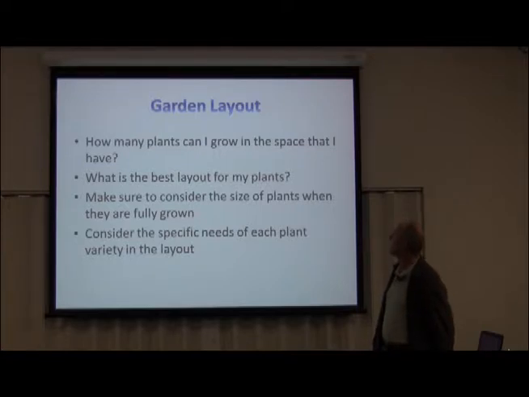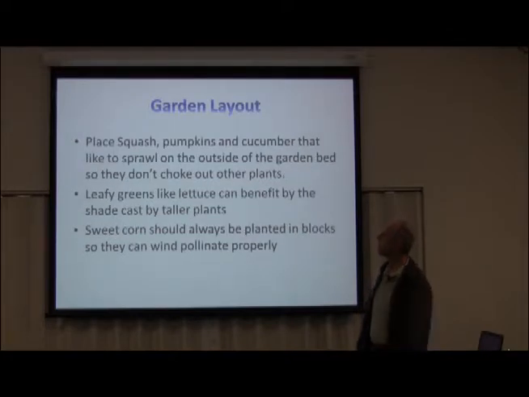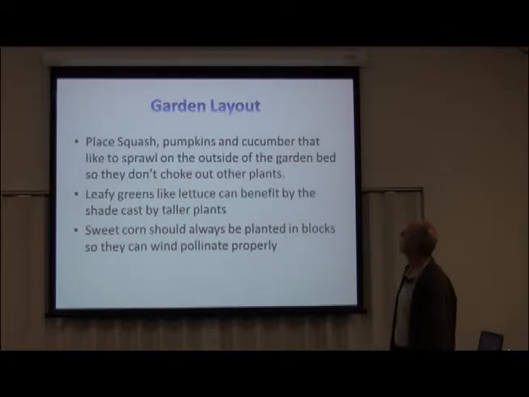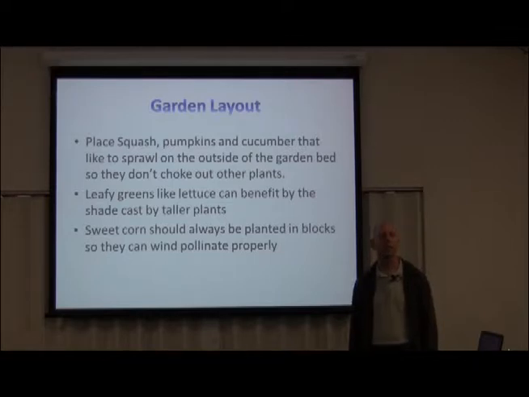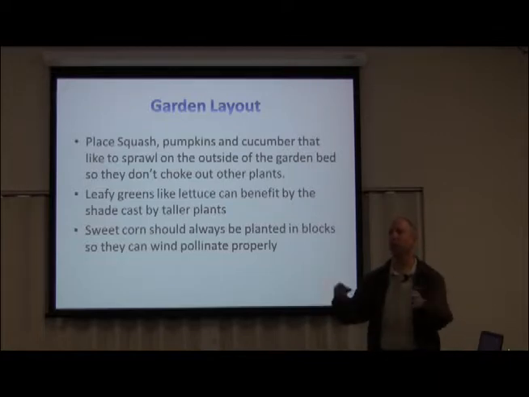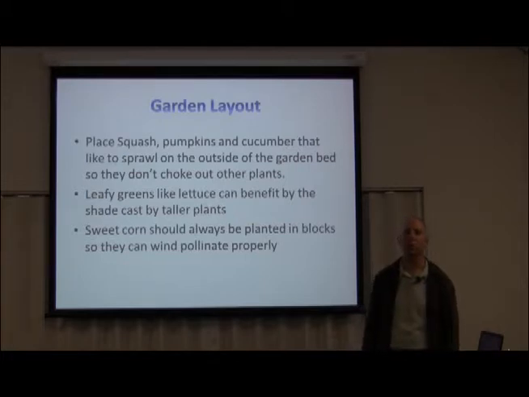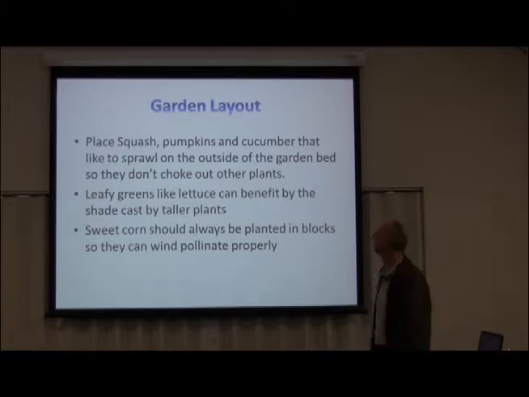Consider the specific needs of each plant variety in the layout. Place squash, pumpkins, and cucumbers that like to sprawl on the outside of the garden bed so they don't choke out other plants. One good thing to do, I've heard several farmers do, is take a lot of cow manure and put it in a hole, cover it with an inch or two of dirt, make a mound just like this, and plant a couple of cucurbits inside there.